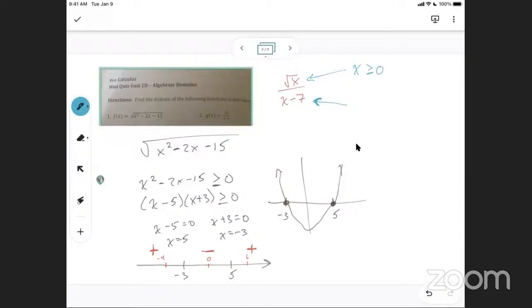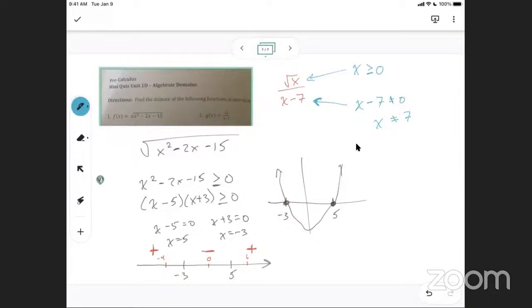0. So you set the denominator not equal to 0 and then you solve it. What can x not equal? No, x minus 7 can equal 0. What can x not equal? 7. Because if x equals 7, you would have 0 in the denominator. So we have two restrictions on our domain: x has to be greater than or equal to 0, but it can't equal 7.